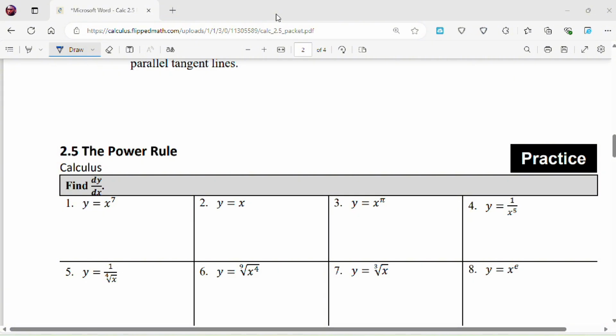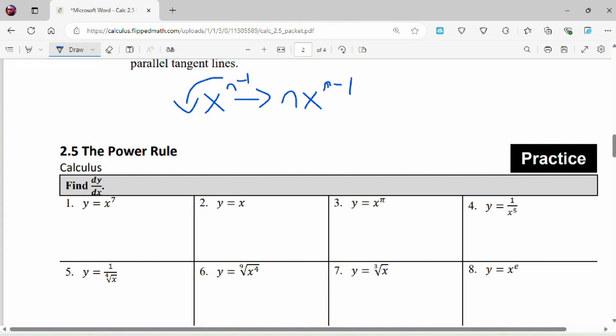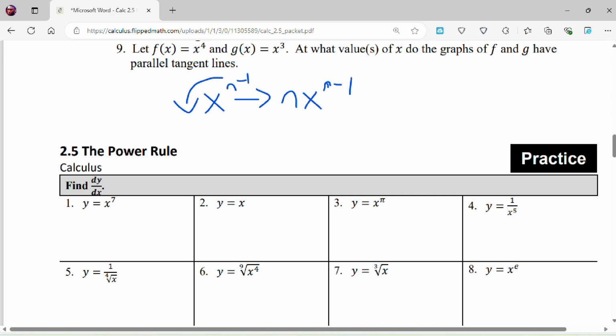As you learned in the lesson, when you have x to the n, to get the derivative, you move the n to the front and then minus 1. So your derivative will look like this: n times x to the n minus 1. And we're going to be exploring different forms of this throughout the entire practice.